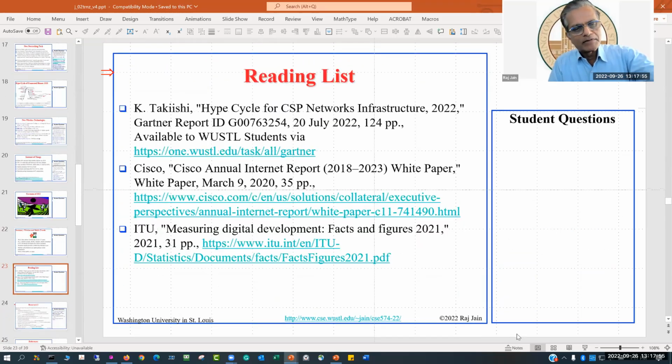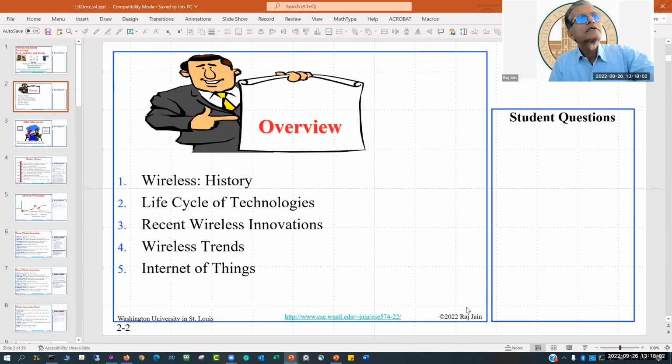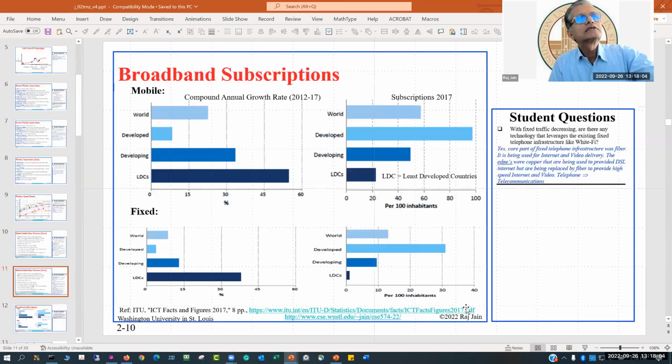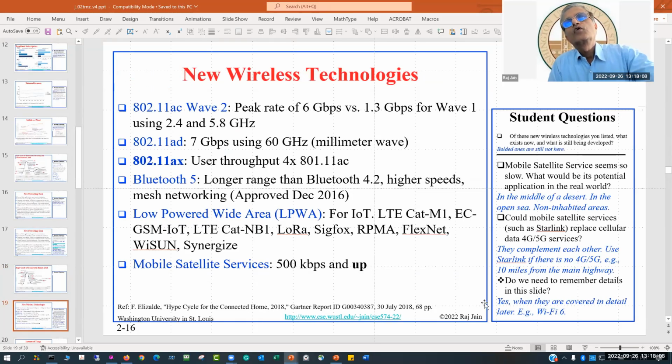Okay, I think I might have missed something, so I'm going to go back to the first one. 4, 9B, 16, and 21. Let's see, 16 and 21. What did we do on 16? Do we need to remember details in this slide? So this is about these new technologies. Yes, when they're covered in detail later. So right now you don't have to, okay? But if we cover them in later modules, you have to.